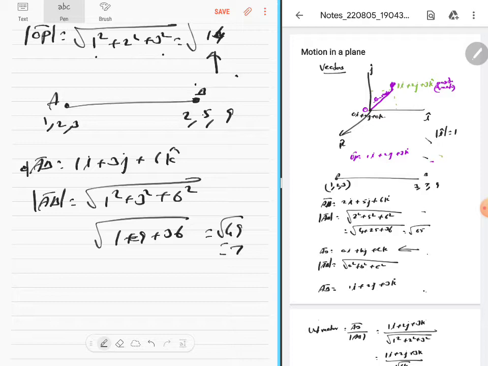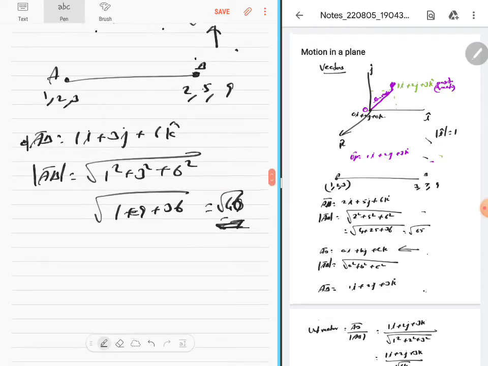36 plus 9 is 45, plus 1 is 46, so it's root 46. Whatever the value, forget about the numerical part and just understand the concepts. So this is the magnitude of an AB vector.